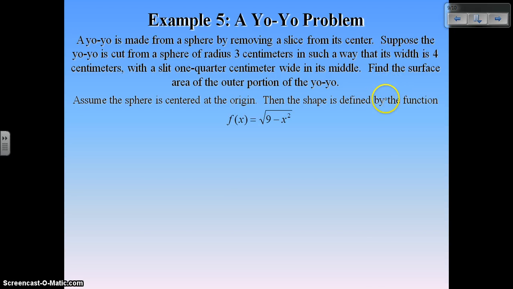I used to, and I don't have it anymore. But the shape is defined by this function right here. And we're going to go from 1/8 to 2. Now, how did I get the 1/8 to 2? Well, it's width of 4, so half of 4 is 2. And I took a quarter out of the middle. Well, half of a quarter is an eighth on each side.